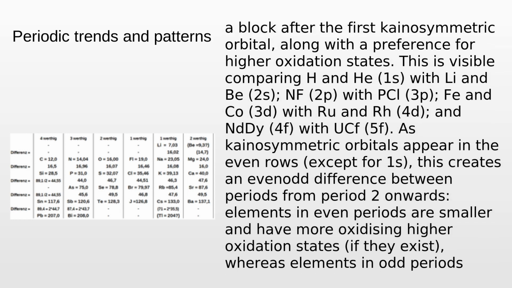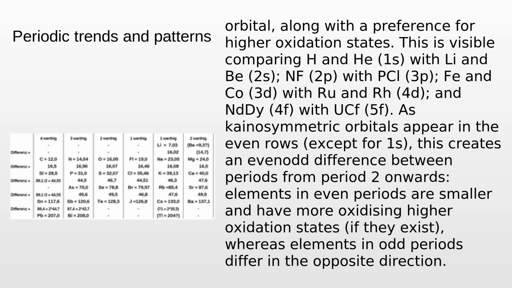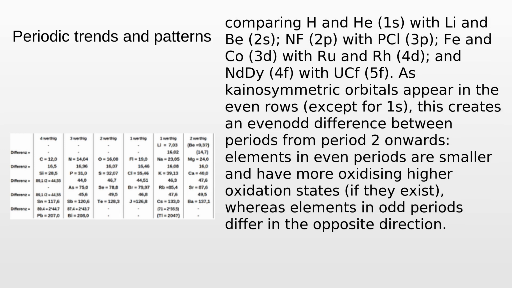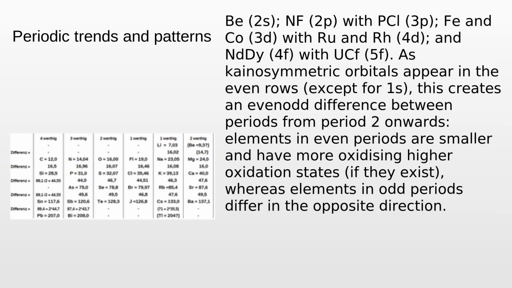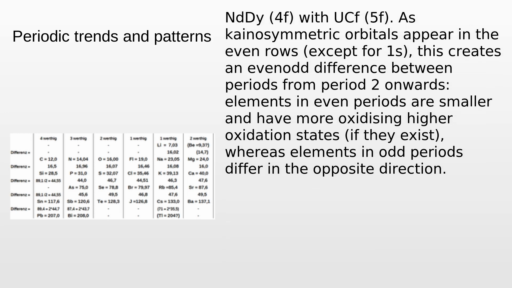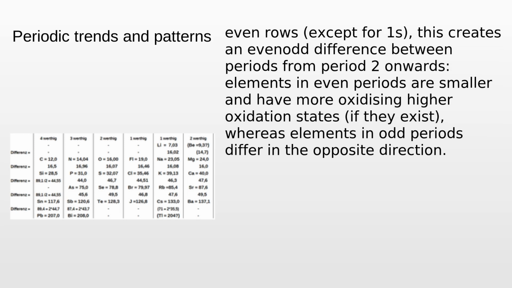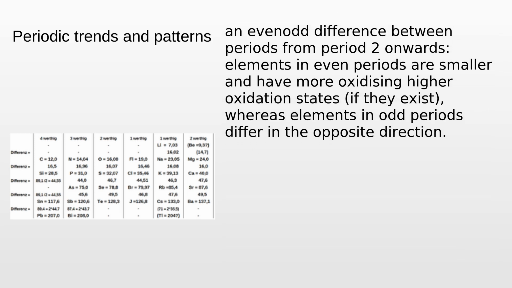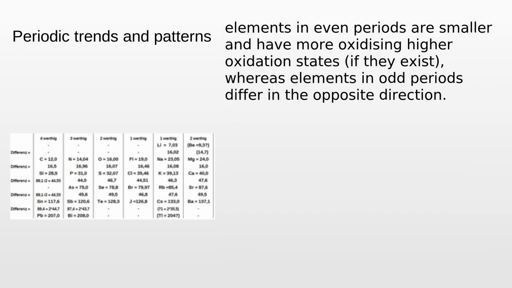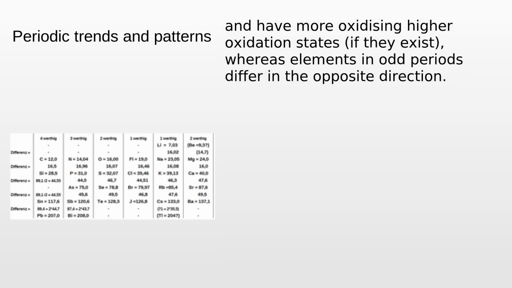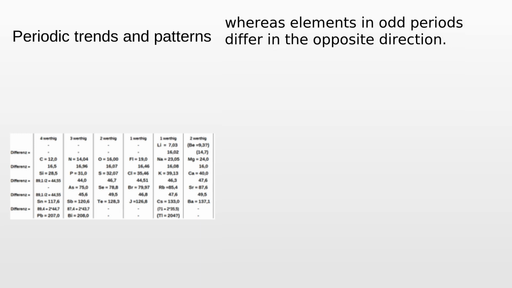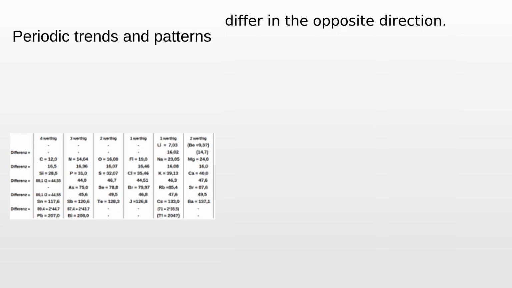This is visible comparing H and Tl 1s with Li and B 2s, N and F 2p with P and Cl 3p, Fe and Co 3d with Ru and Rh 4d, and Nd and Dy 4f with U and Cf 5f. As kainosymmetric orbitals appear in the even rows, except for 1s, this creates an even-odd difference between periods from period 2 onwards. Elements in even periods are smaller and have more oxidizing higher oxidation states, if they exist, whereas elements in odd periods differ in the opposite direction.